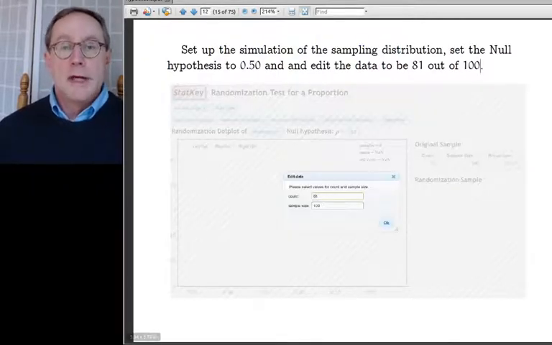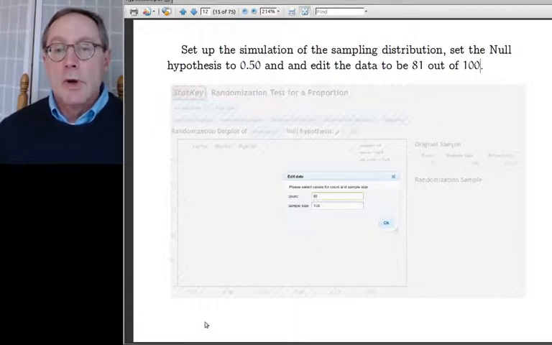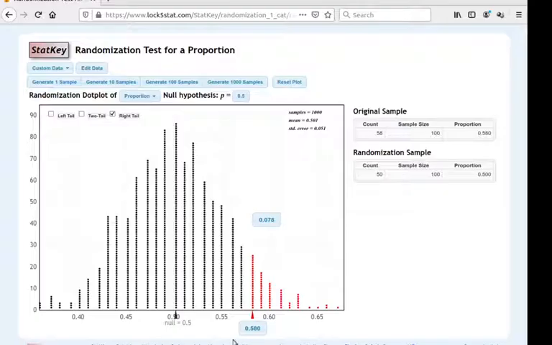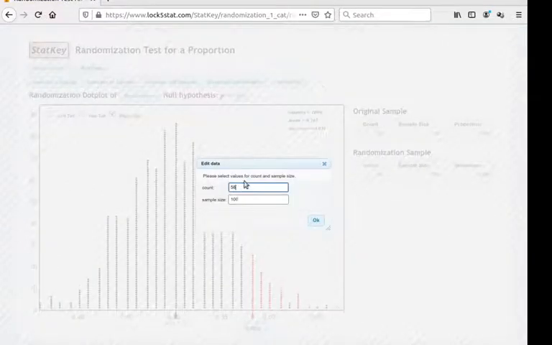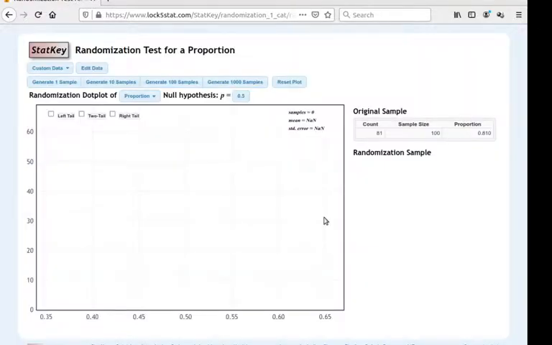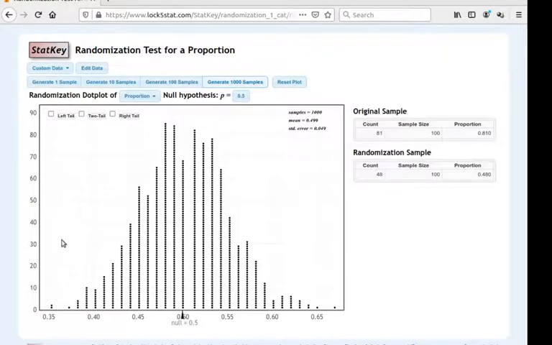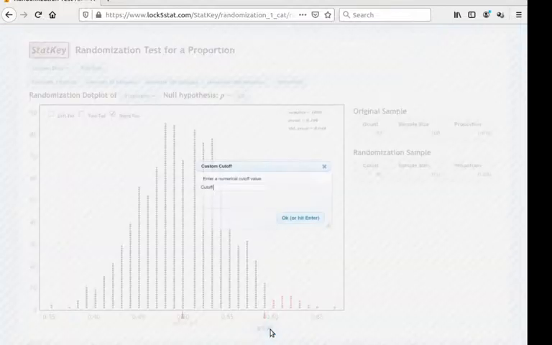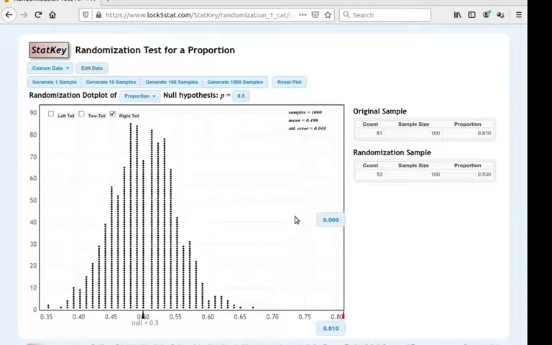Okay, so I'm going to set it up again with StatKey, get rid of that and bring that in, and now I'm editing the data to say 81 out of 100. Generate 1,000 samples. Again, there's 1,000 dots there. Looks like a bell curve. Pretty good expectation of what's happening here. And now I'm going to say right tail for 0.81. So following the steps I followed last time, except with an 81 instead of a 58.